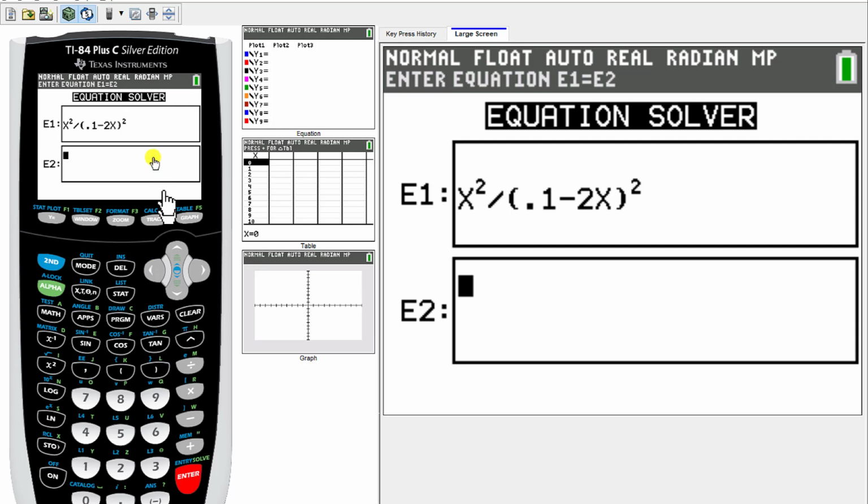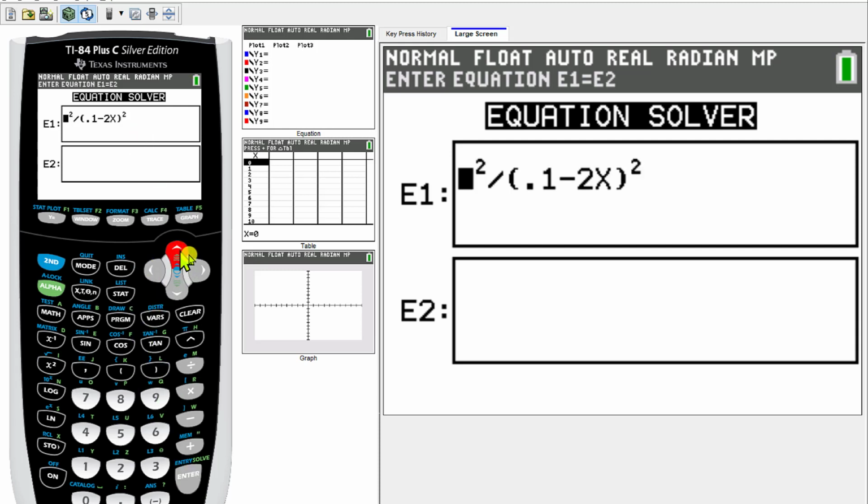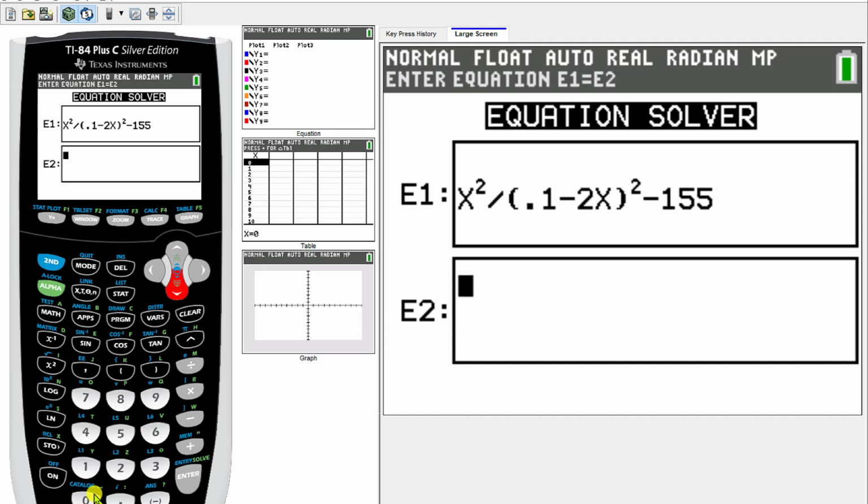Oh, sorry, I was going to do the other way, huh? So let me go back up, and then I need to go to the right. I was going to do it the more traditional way of doing it. This is the way that's in all of the older TI calculators, minus 155. And then I can go down, and then over here I'd put 0.